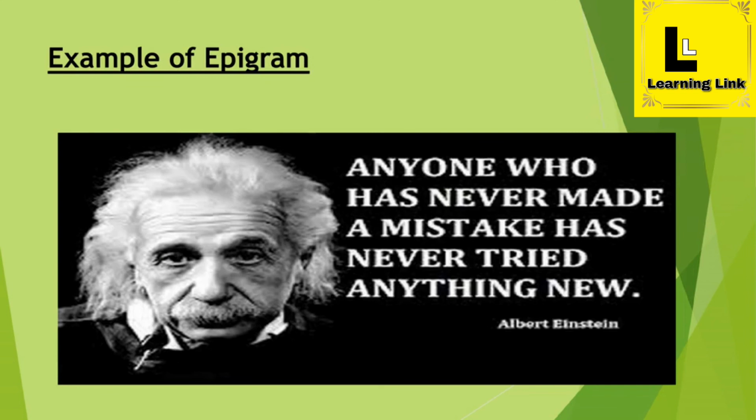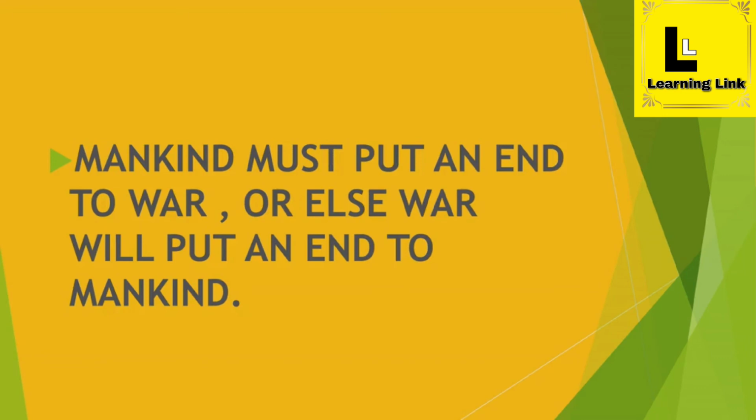Here is another example: anyone who has never made a mistake has never tried anything new. This quote is given by Albert Einstein. So such kind of quotes becomes an example of epigram. Another example is: mankind must put an end to war, or else war will put an end to mankind. So again you can see it is a kind of quote, but it's an example of epigram. So in epigram you can find quotes and proverbs.